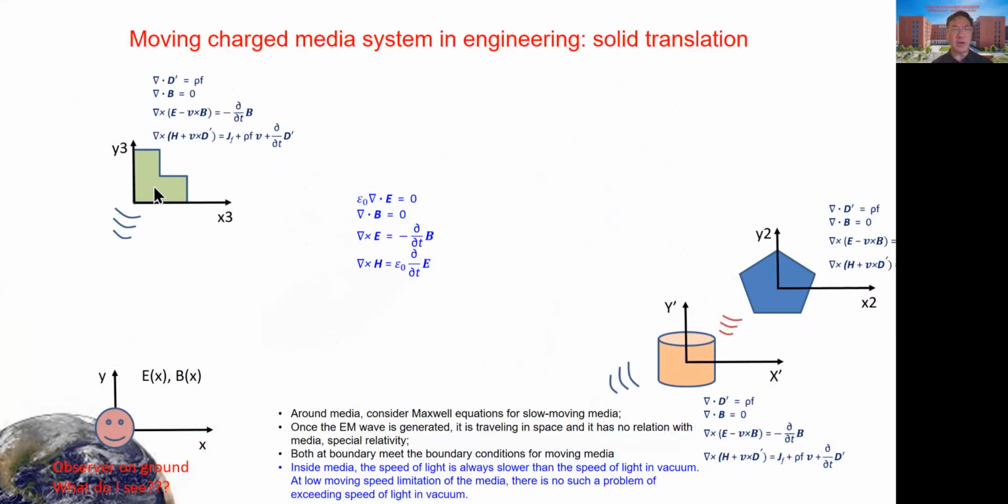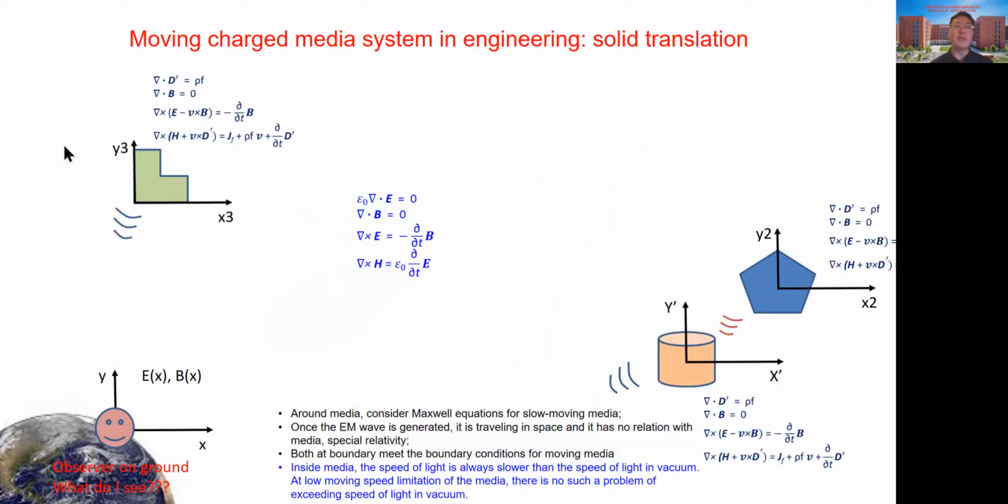So inside the medium, some people say, well, this looks like a Hertz equation which could have the extreme speed of light. No. Inside the media, we have a refraction index. The speed of light is only a fraction of the speed of light in a vacuum. For the low speed limitation of medium motion, there's no such case exceeding the speed of light, right?